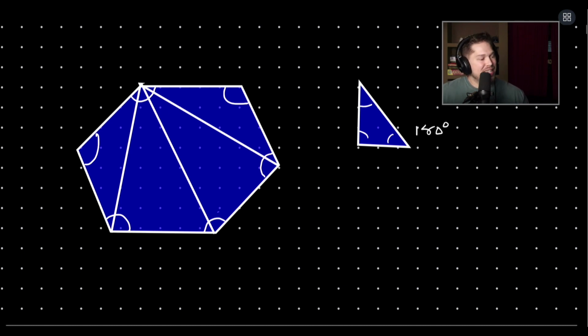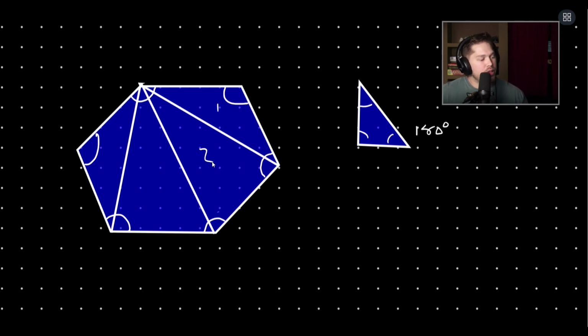Okay, so with that, what do we have? Well, we have 1, 2, 3, 4 triangles. And notice that if we sum up all the angles of these 4 triangles, we will have the total interior measure of this hexagon. So if we take 180 and multiply it by 4, what are we going to get? We're going to get 720 degrees. Therefore, 720 degrees is the total interior measurement of this hexagon.